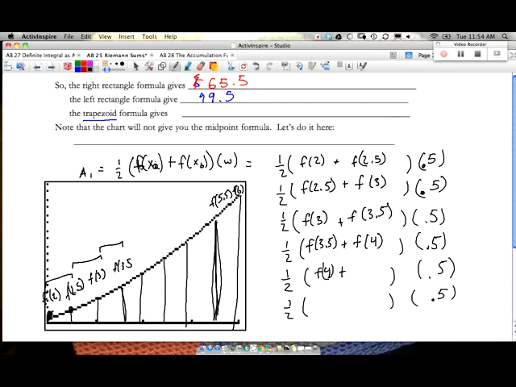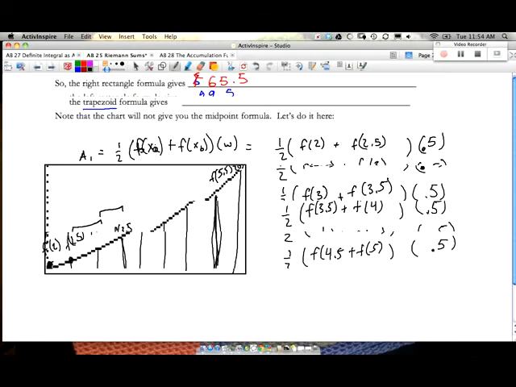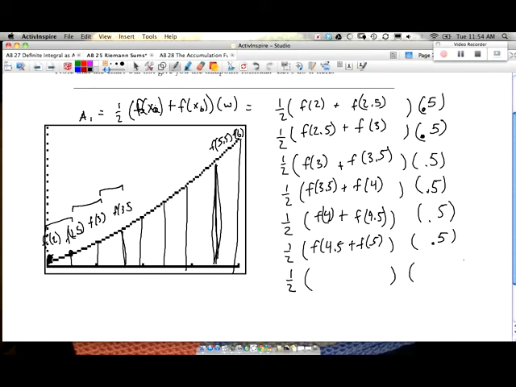And f of 4 and f of 4.5. F of 4.5 and 5. So it looks like we got a couple more. F of 5 and f of 5.5. We got f of 5.5 and 6. All right, now we're done.